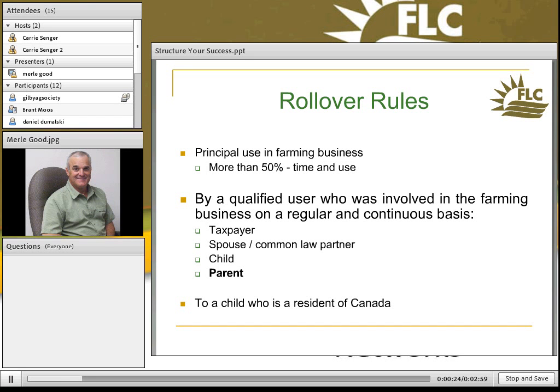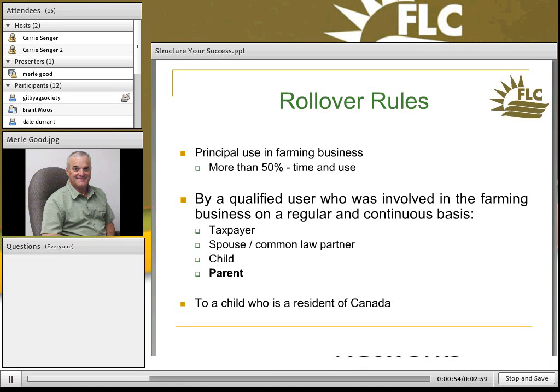The reason being that prior to 1996, you, the taxpayer, had to be actively farming the land at the time of transfer. See now on the overhead, it's a historical use test rather than an immediate use test. So as long as the land has been farmed for more than half the time by any one of those people listed, then that land will qualify for a rollover.